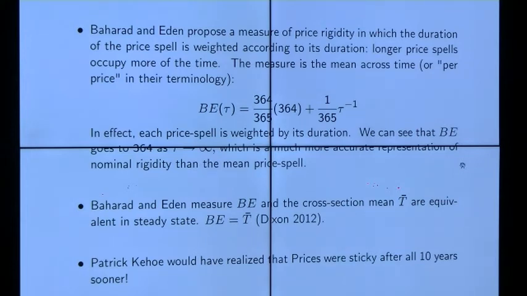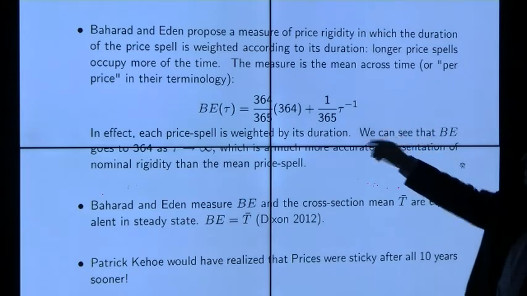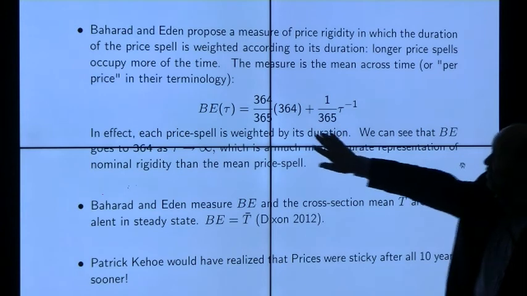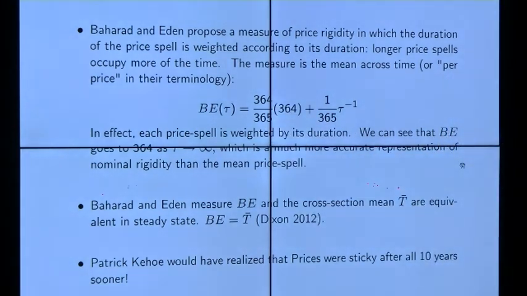And really, if you're measuring the mean across time, or per price, to use their terminology, you get a different answer, which is that the 1 over tau bit will disappear, but you're still left with approximately 364, just a little bit less than 364 days, if each price spell is weighted by its duration. So in Baharad and Eden, weighting by duration gives you a much more accurate representation of nominal rigidity than the mean price spell. And what I show, in another paper, is that these two are exactly equivalent. The cross-sectional one and the Baharad and Eden one are exactly equivalent in steady state.